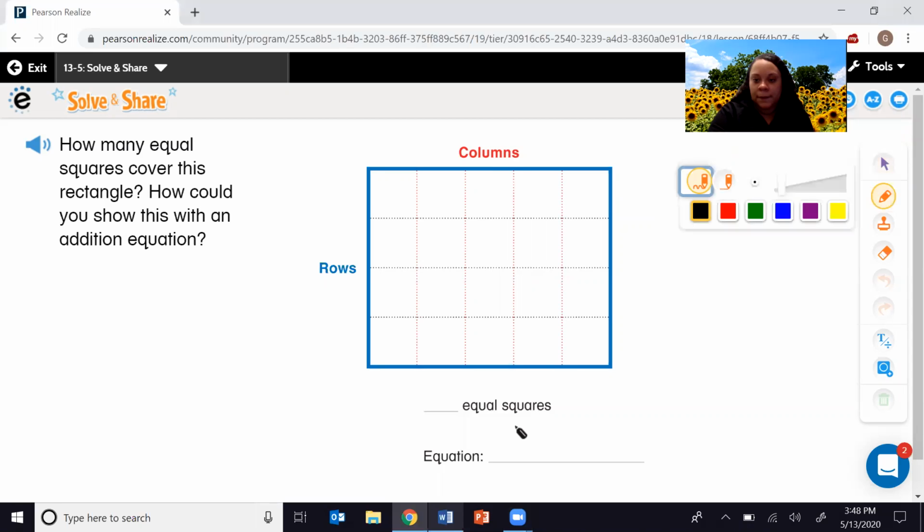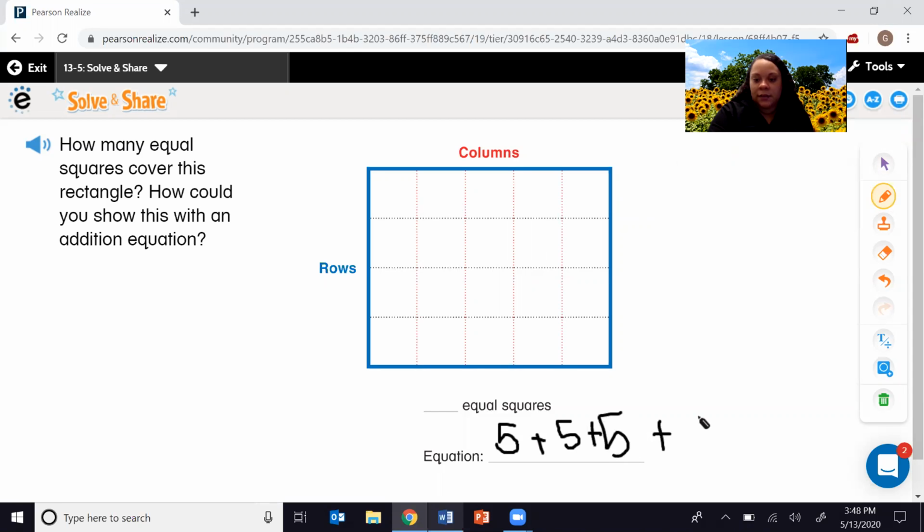So that could be my equation. Let's see. So add 5, how many times? 4, because there's 4 rows and there's 5 in each row. So 5 plus 5 plus 5. Well, Ms. Ortiz, why didn't you just do 4, add 4, 5 times? No, you could have done that too. Would you still get the same answer? Yes, because there are 4 squares in each column, which there are 5 columns. So 5 plus 5 plus 5 plus 5 is 20.